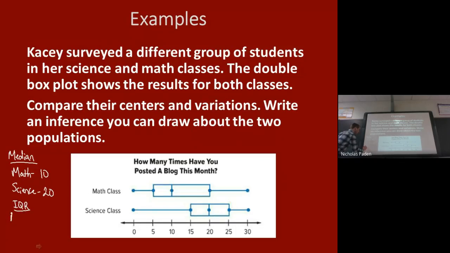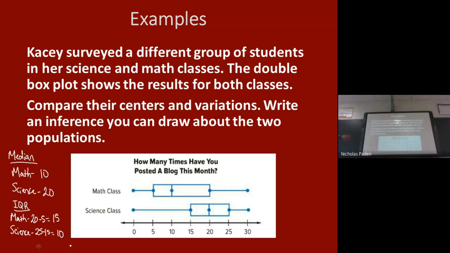Okay, so for math that would be Q3 20 minus Q1, which is at 5. So 20 minus 5 would be 15. For science, we're going to take Q3, which is at 25, and Q1, which is at 15. So 25 minus 15, and that equals 10. So we're basically seeing how many numbers are in that box. Math class goes from 5 to 20. That's what the box goes from. The science class goes from 15 to 25. So those are the two numbers we're subtracting.